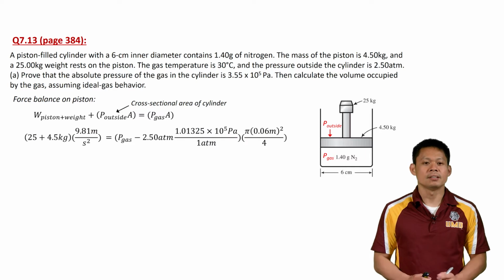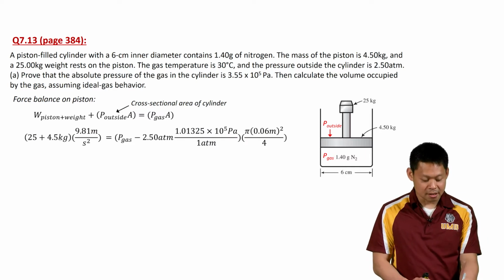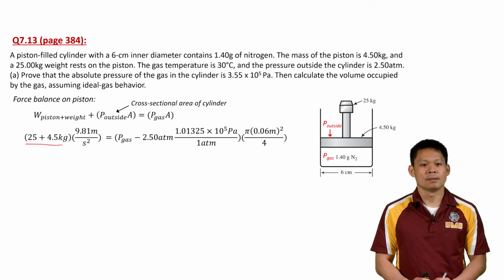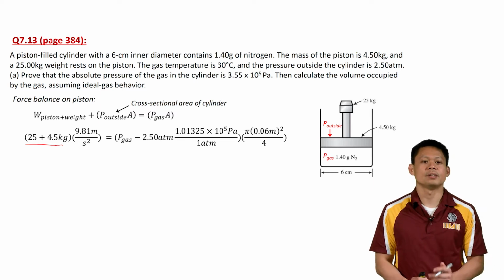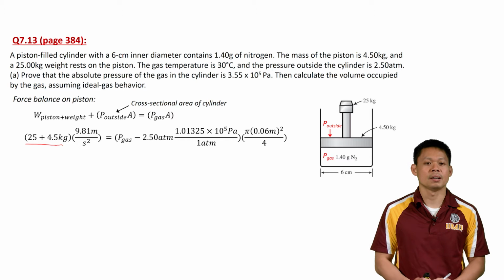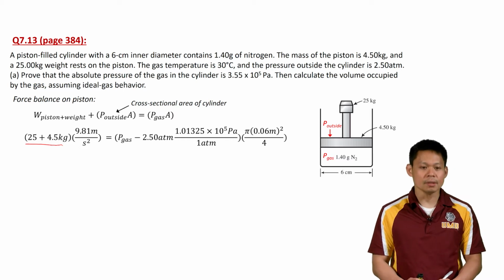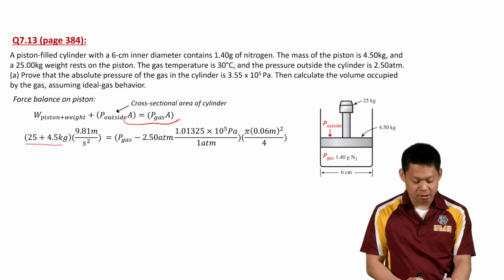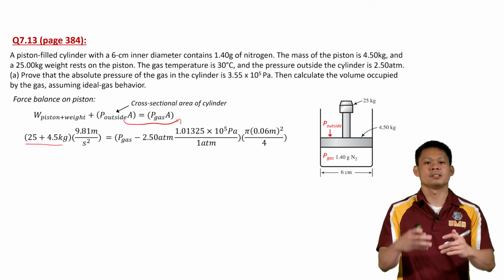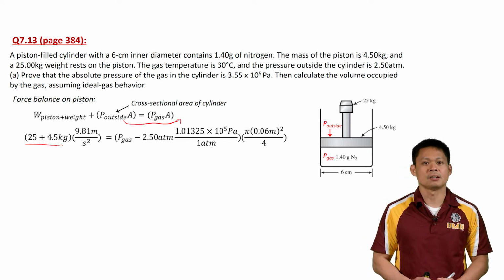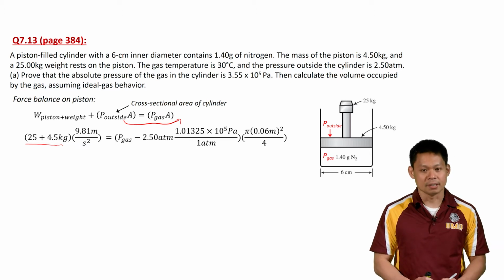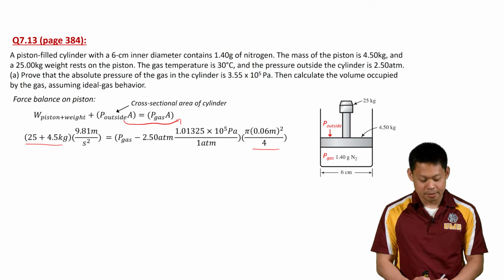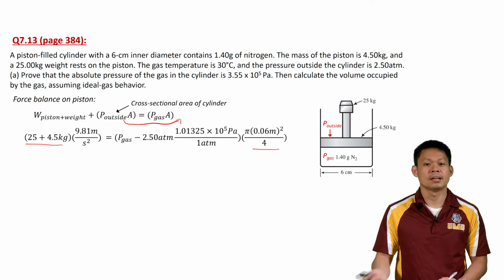So now let's put in the different numbers that we have. Here are the masses of our piston and our weight. This is in kilograms, and so to get it to a force, or a weight, we need to multiply by 9.81. On the right-hand side, what I've essentially done is move this term over and factor out the A, because the cross-sectional area of the cylinder is constant and it's the same area there. So that's our cross-sectional area of the cylinder, and we have P gas minus P outside.